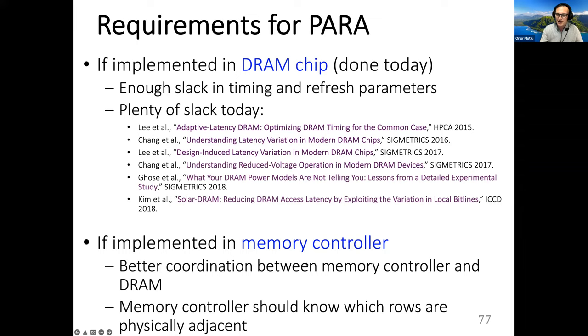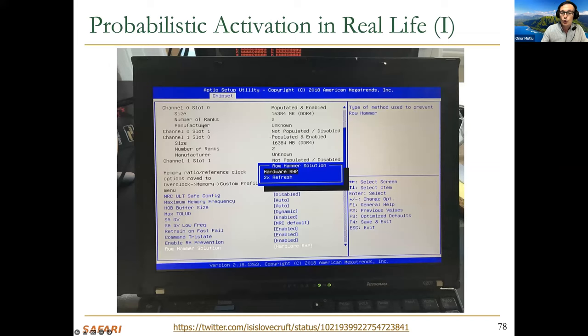That was our proposal. But if you really want to be perfect in this one, you really need to know in the memory controller which rows are physically adjacent. As I said, this is not known to the memory controller perfectly today. But regardless, a version of this was implemented by Intel in their earlier solutions. It's called PTRR, probabilistic TRR. And it's a BIOS-based mechanism. It's not exactly how we envisioned it, but it's a step in the right direction.